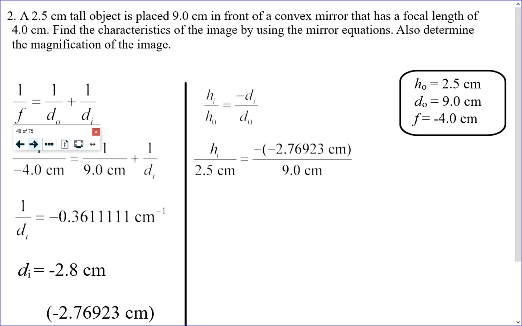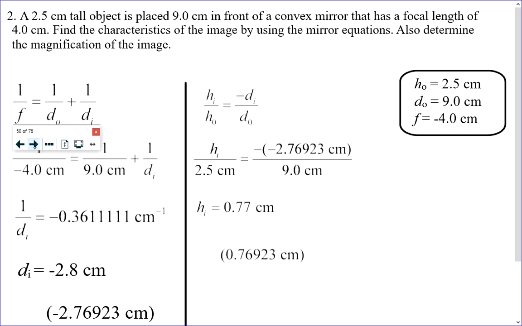So now we have HI over 2.5 equals negative 2.76923. Should carry all your decimals, by the way. I think maybe some of you might just put positive 2.77 in there, because you know negative is positive. Divided by 9, which is DO, and you get 0.77.